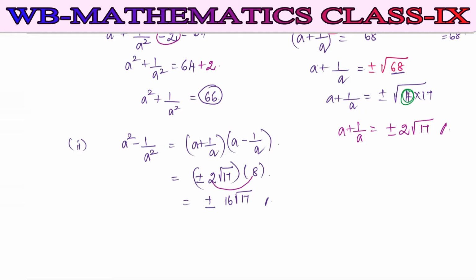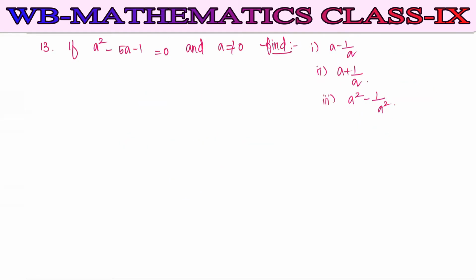Okay, now the 13th one: if a square minus 5a minus 1 is equal to 0 and a is not equal to 0, we need to find a minus 1 by a, first sub question. Second we have a plus 1 by a. Third we have a square minus 1 by a square. So here the solution, I am going to write the equation: a square minus 5a minus 1 is equal to 0.